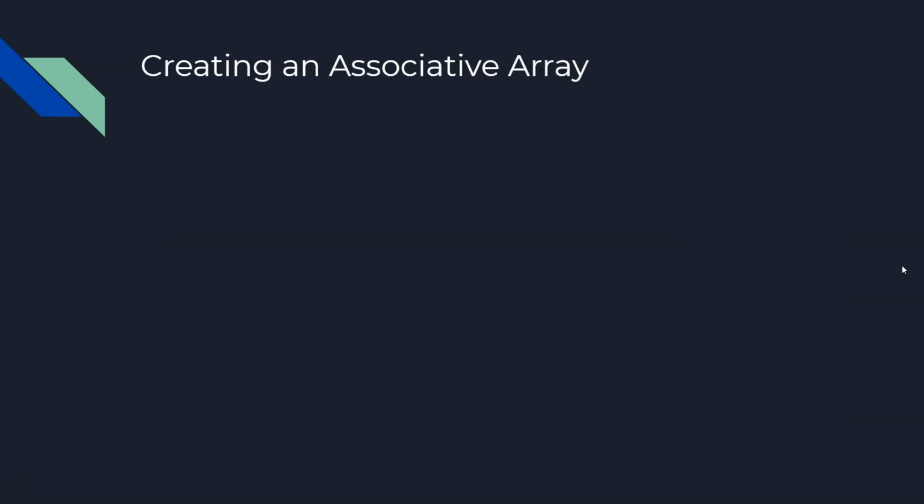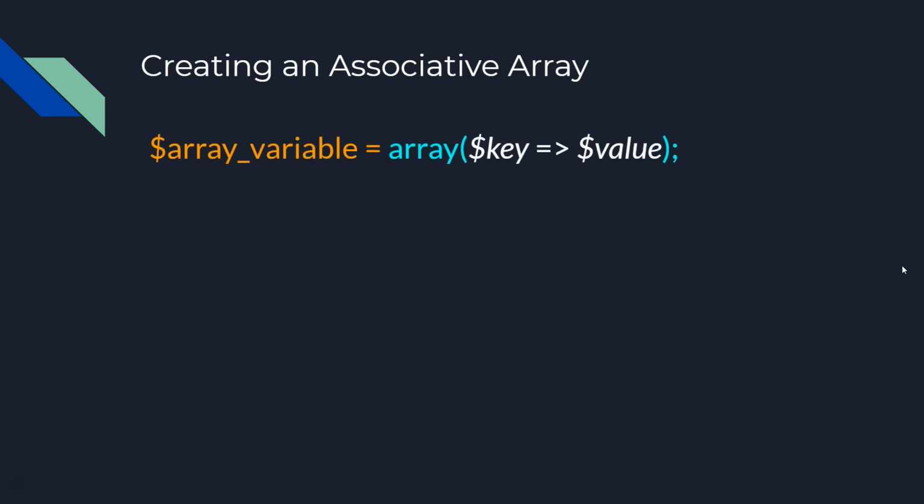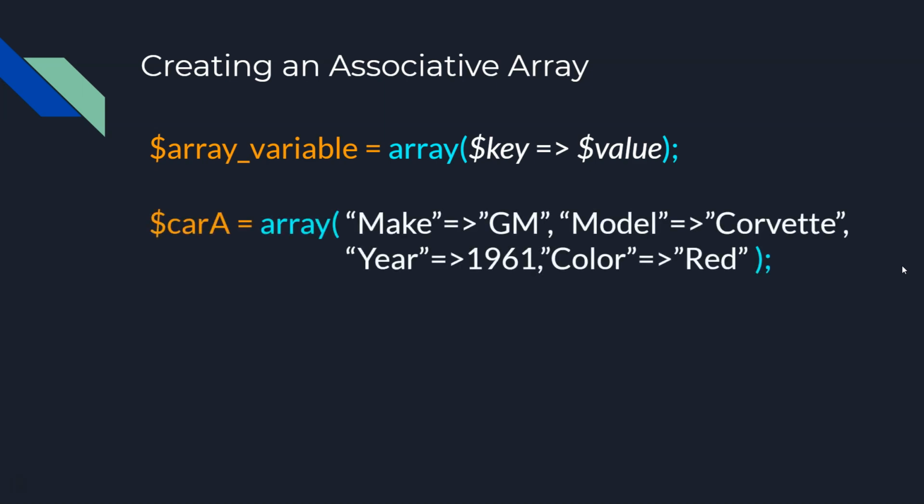So let's see how you can create an associative array. It's pretty simple, really. So this is the syntax for that. You create a variable name, assign that to the function or constructor array, and you just create key value pairs, joining each of those with the arrow. Here is an example of that.